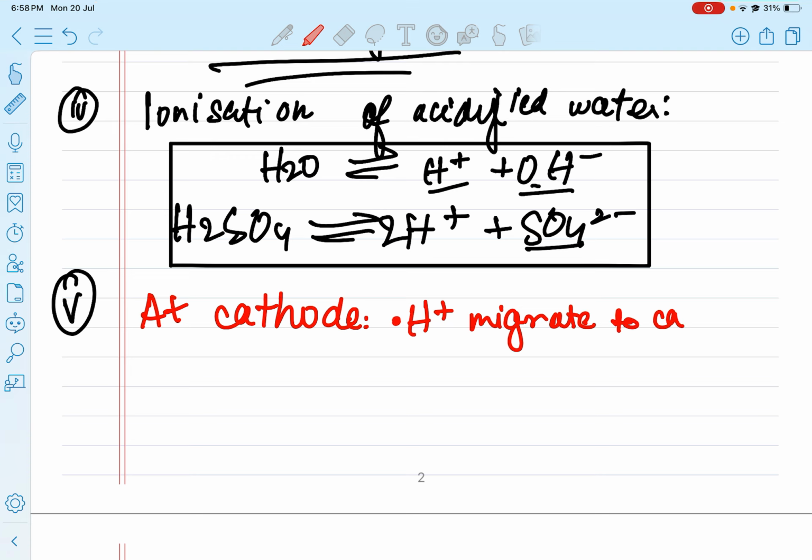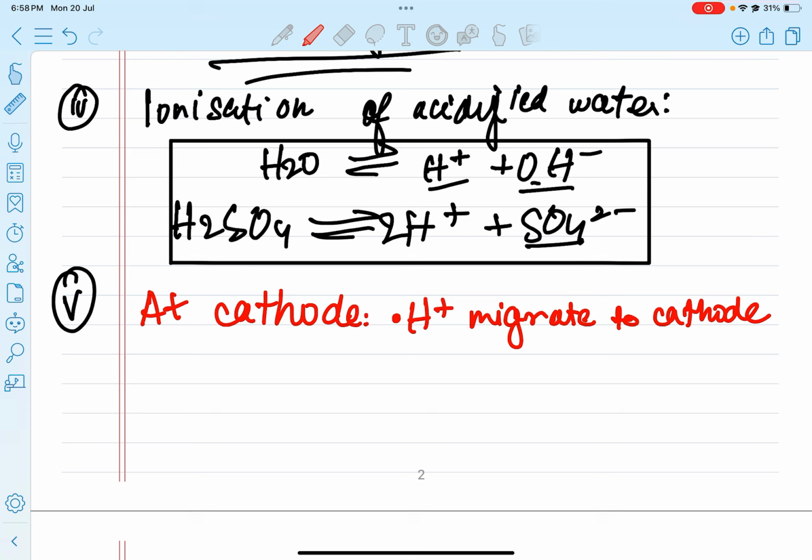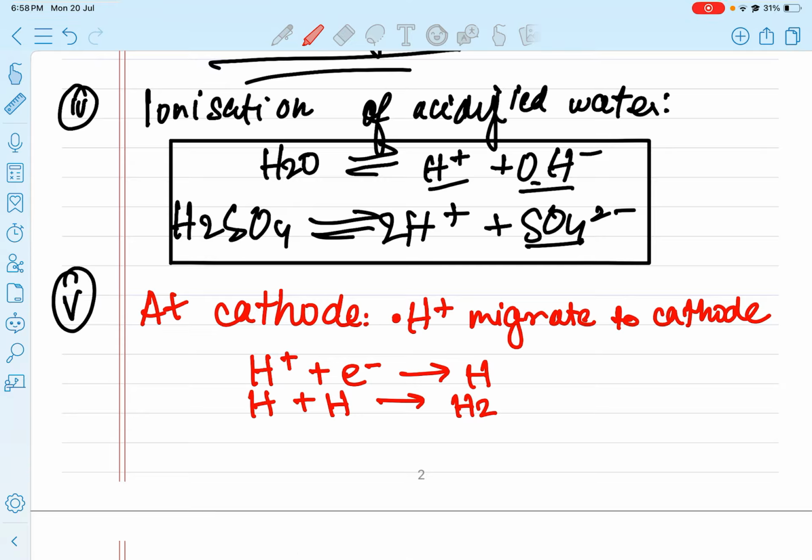Since cathode is a reservoir of electrons, कैथोड के पास बहुत सारे इलेक्ट्रॉन्स हैं देने के लिए, but anode को चाहिए इलेक्ट्रॉन्स. So H plus कैथोड से एक इलेक्ट्रॉन लेता है और H बन जाता है. बट H तो अकेले रह नहीं सकता, तो H plus H हो जाता है और H2 हो जाता है. So hydrogen gas is formed. A hydrogen ion gains one electron and becomes a neutral hydrogen atom, and hydrogen atoms again combine to form a hydrogen molecule, which is hydrogen gas.